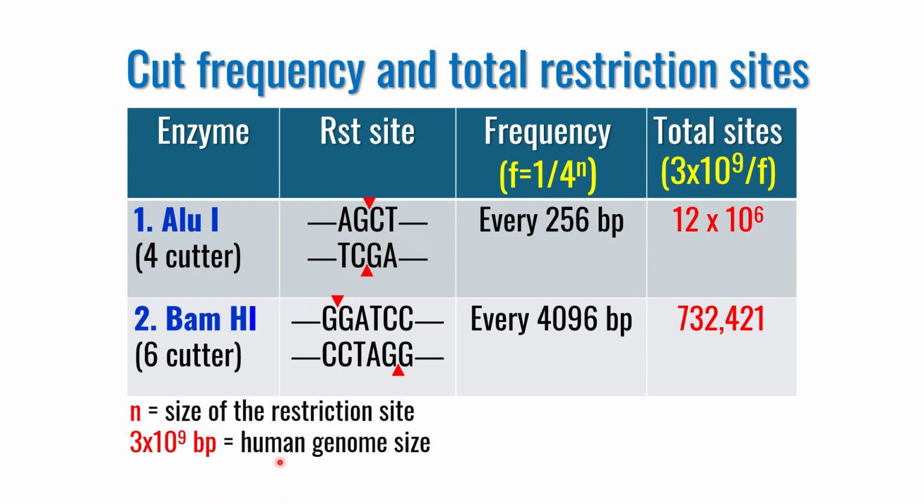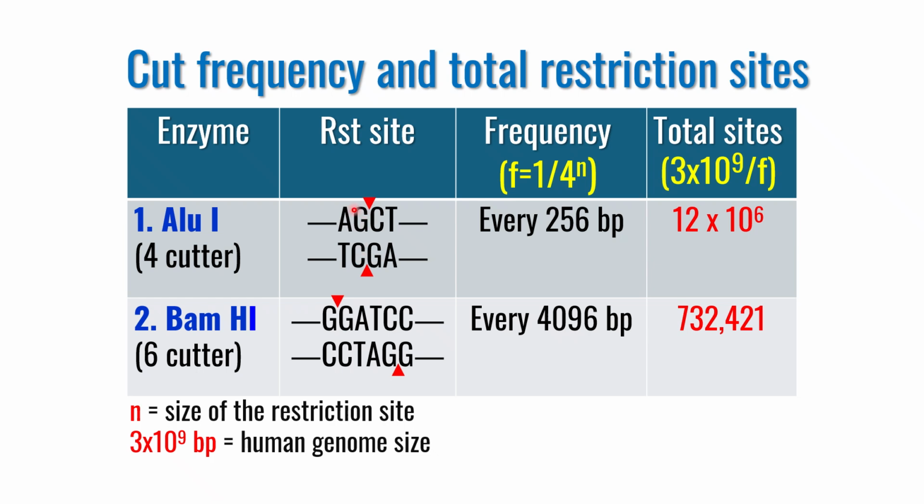The cutting frequency and the total restriction sites, for example, in the human genome, can be calculated by knowing two pieces of information. The first one is you should know the size of restriction site. Second is you should know the human genome size. Human genome has 3 billion base pairs and the restriction sites could be 4, 6 or 8. So I have here two examples. First one is AluI, which is a 4 cutter.